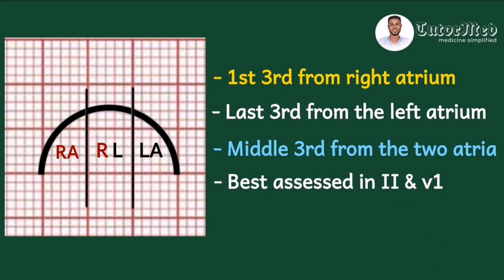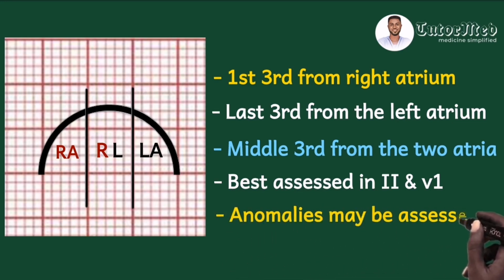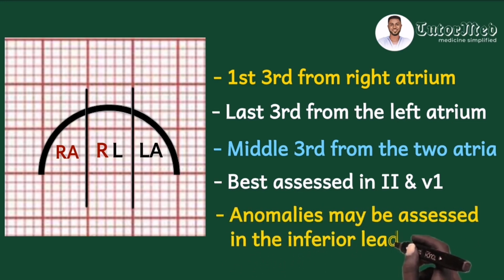While granting that fact, atrial anomalies can also be assessed in the other inferior leads like AVF and lead 3, but typically lead 2 and lead V1.